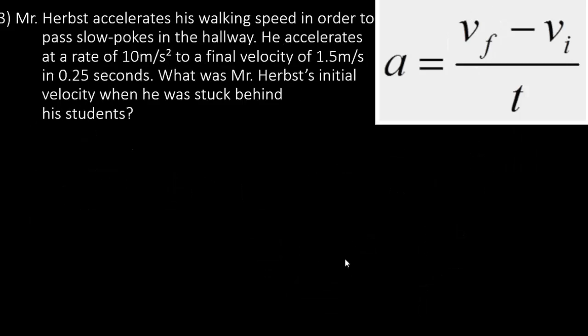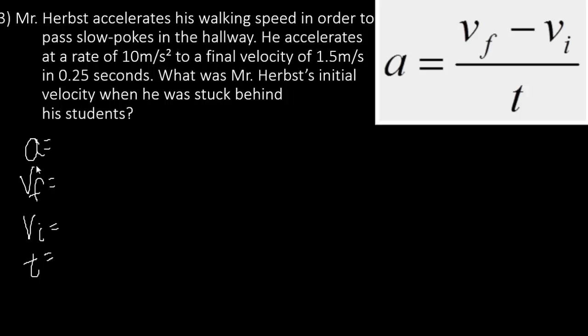So moving on. This is a complicated problem. It says that Mr. Herbst accelerates his walking speed in the hallways in order to pass some slowpokes. He accelerates at a rate of 10 meters per second squared to a final velocity of 1.5 meters per second in 0.25 seconds. And it asks, what was Mr. Herbst's initial velocity when he was stuck behind the students? Once again, guys, we follow the rules. We make ourselves a list. A is equal to, VF is equal to, VI is equal to, and T is equal to.